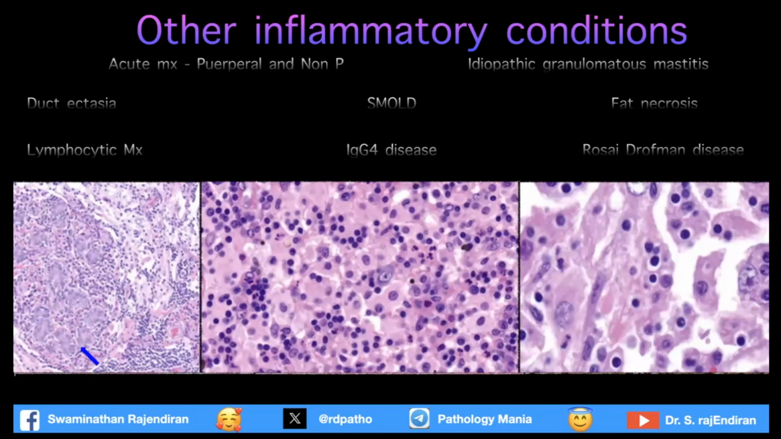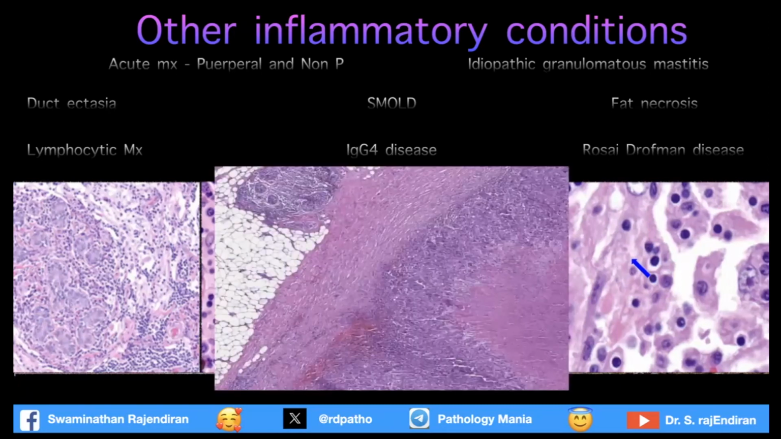Here it is around the breast and in the stroma. And these lymphocytes are engulfed by the macrophages, which is emperipolysis. So this is diagnostic of Rosai-Dorfman disease.